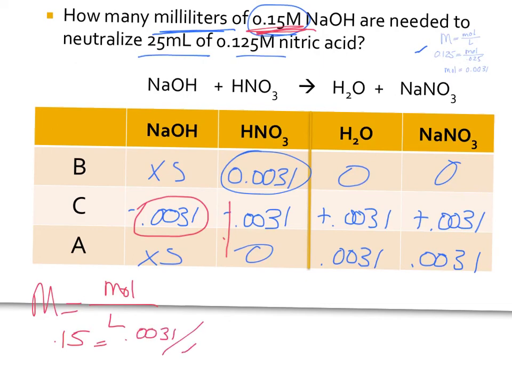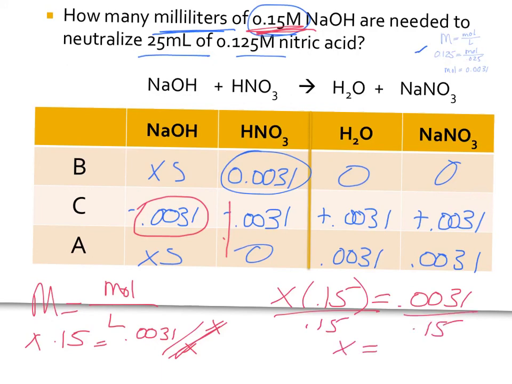0.15 equals 0.0031 over x. We have to get x by itself, so we're going to multiply both sides by x to get it out of the bottom. So we have x times 0.15 equals 0.0031. Divide both sides by 0.15. We have x equals 0.021 liters. Now our problem asked for milliliters, so we need to convert this, and it would end up being 21 milliliters. We convert that by multiplying by 1,000.